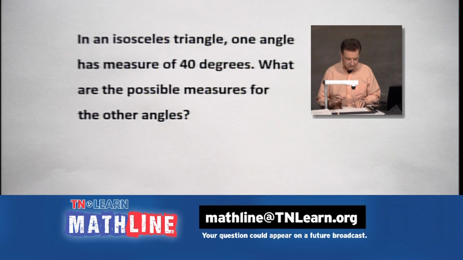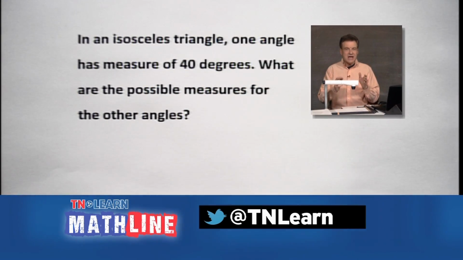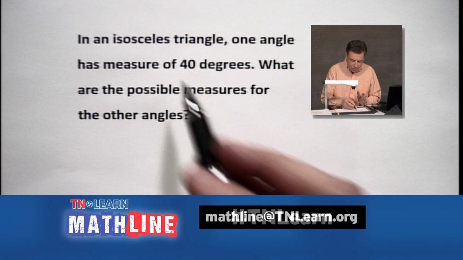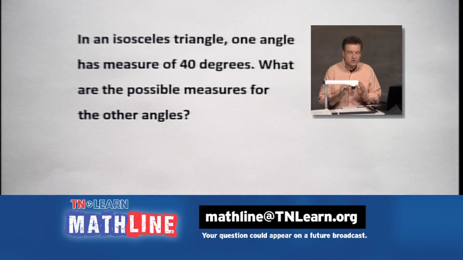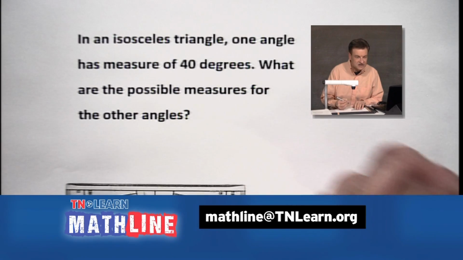All right, let's see what we've got. We have an isosceles triangle, which means what? At least two sides are congruent. In this case, with 40 degrees, we're going to have two sides congruent in this situation. So let's create a look at this. I'm going to try to make my little triangle at the bottom here.